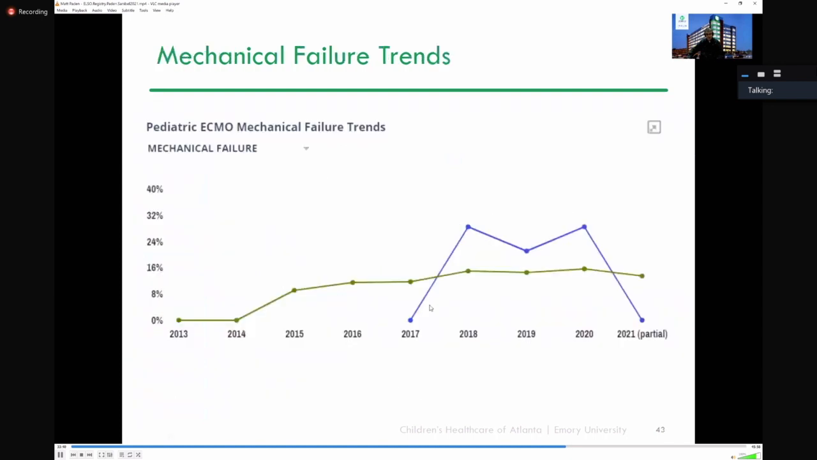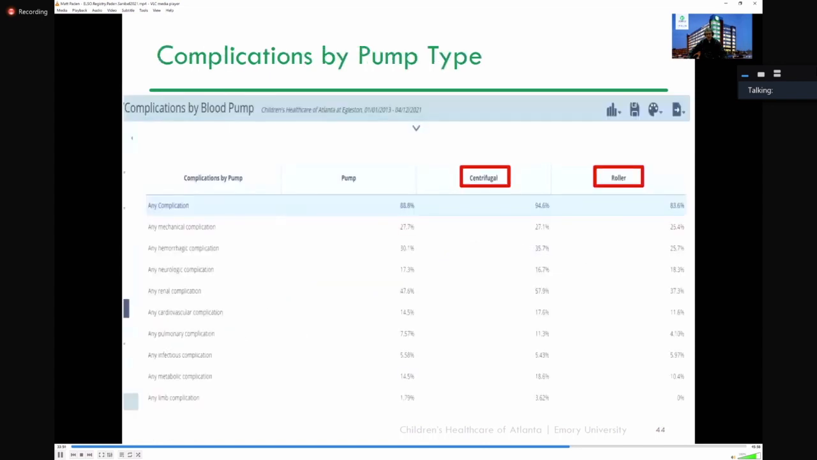I'll show you one area where we're not as good as the ELSO registry, and this is in our mechanical complications. So again, you see our rate is higher than the rest of the other centers. So let's drill down into that data. I'll go and look at blood pumps because that's one of our more common mechanical complications.